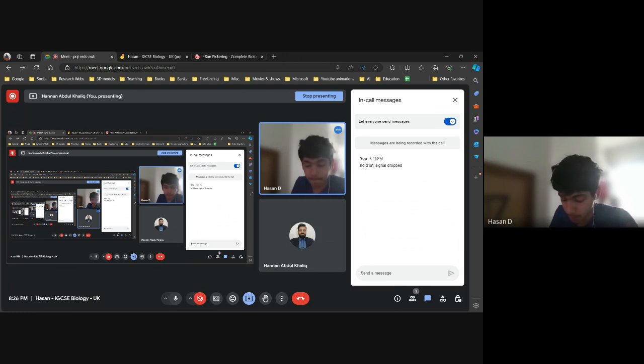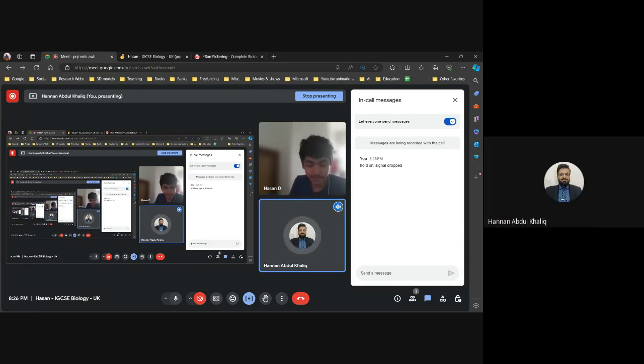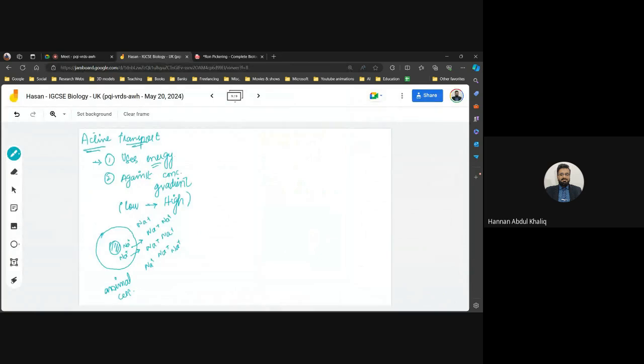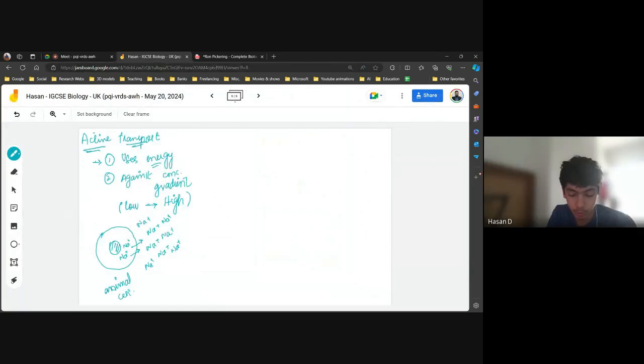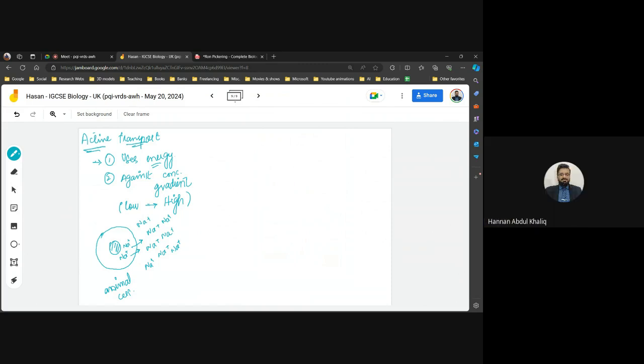Yeah. So in the case that we just mentioned, are we moving from low to high or high to low? In this case, we're going from low to higher. Remember, active transport would always be from lower to higher. Always.